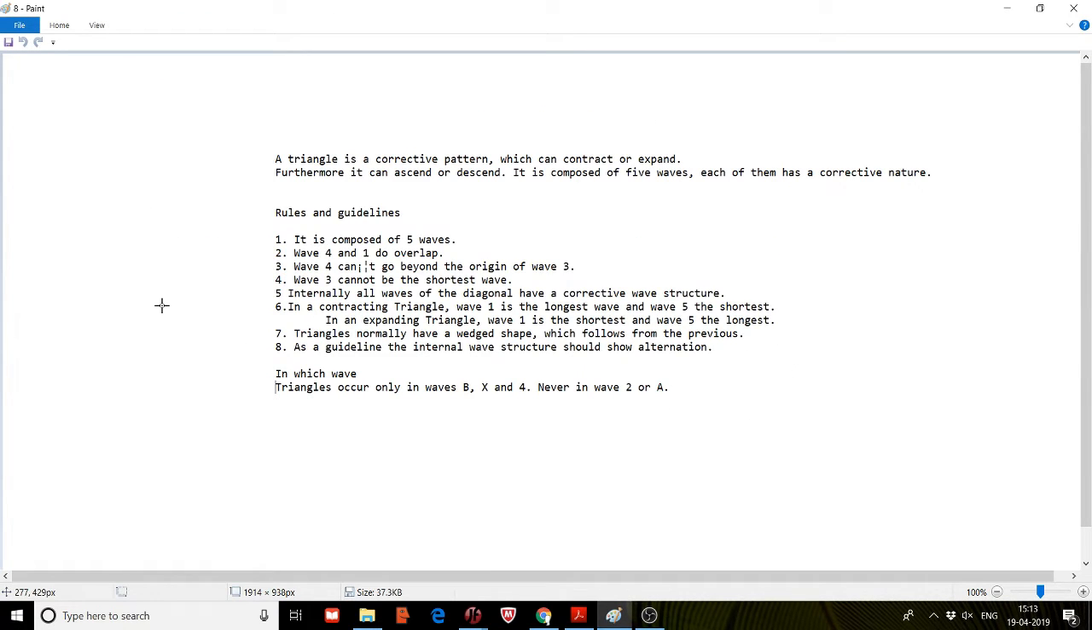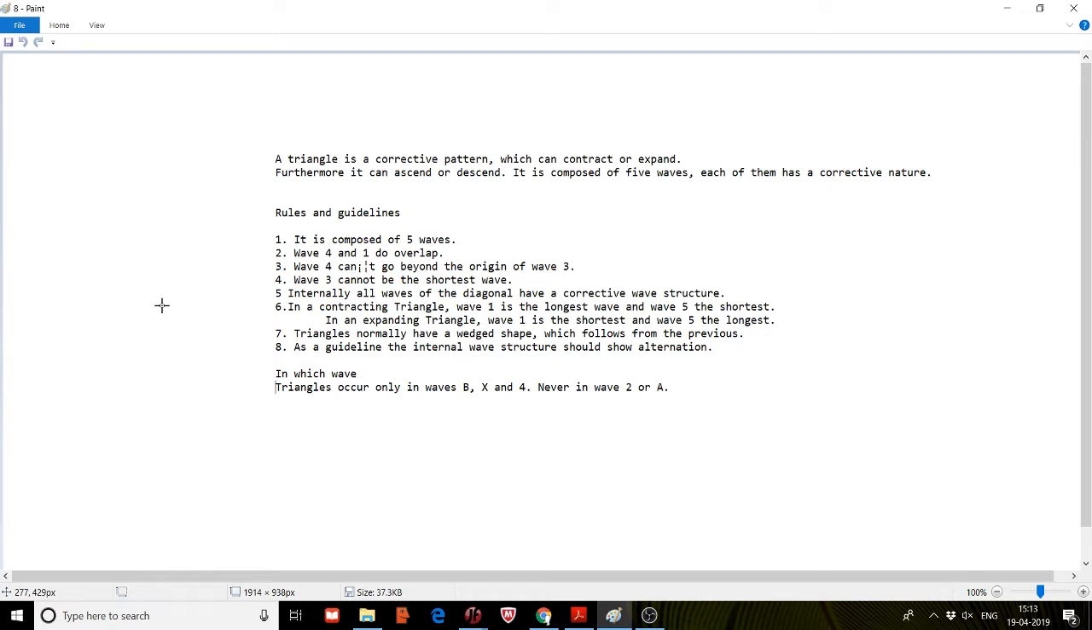It is composed of five waves, as I have told you: wave A, wave B, wave C, wave D, and wave E. Wave 4 and wave 1 can overlap at some point, but wave 4 cannot go beyond the origin of wave 3. Wave 3 cannot be the shortest wave. It is the basic principle which is followed in the Elliott wave. In the five wave series also, wave 3 should not be the shortest one.